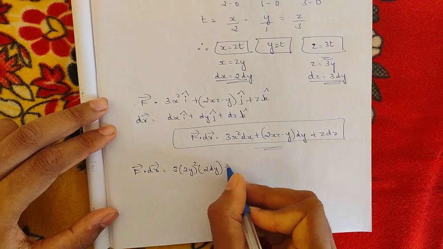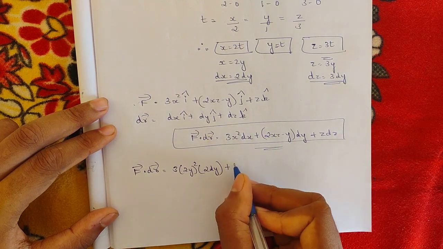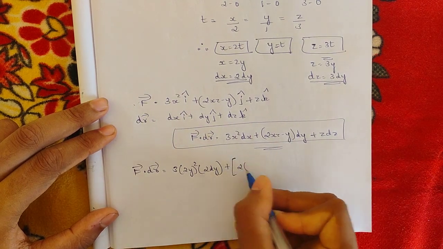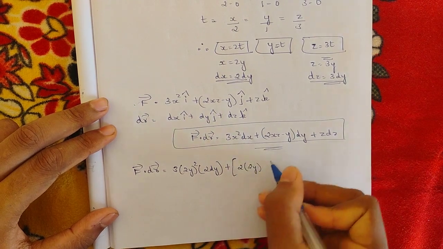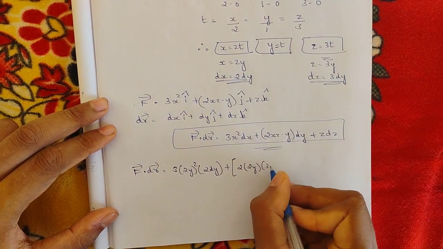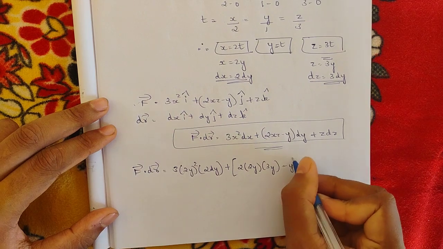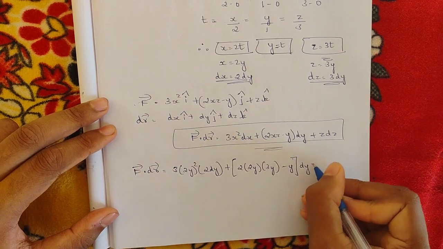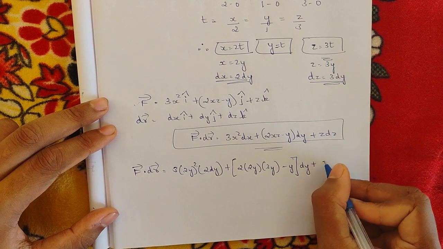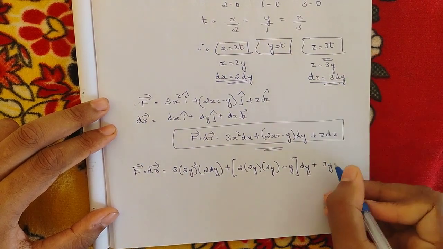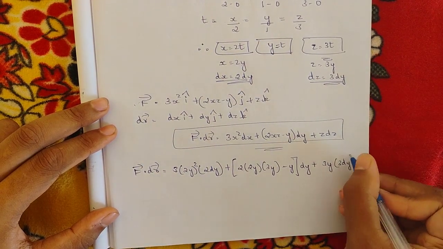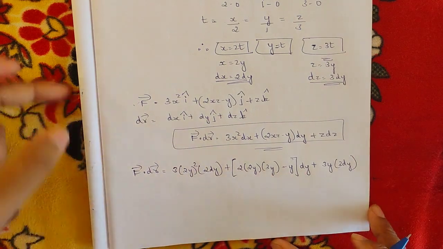And plus 2xz, that is 2 into x, which is 2y, and z is equal to 3y, minus y, into dy as it is, plus z. What is z? z is equal to 3y and dz is equal to 3 dy, okay? So like this we have written it now.